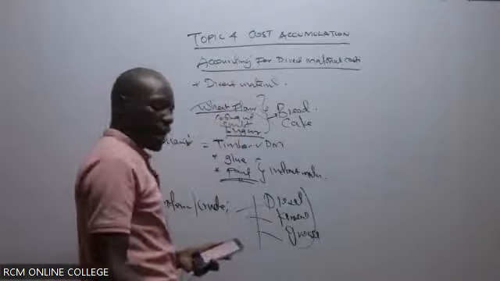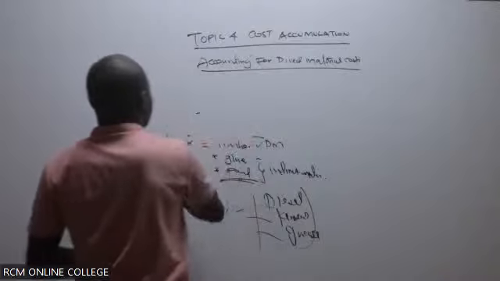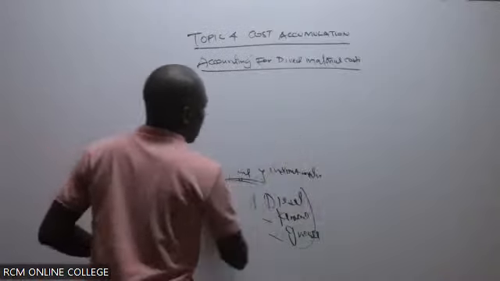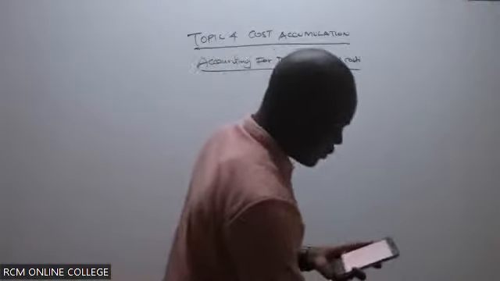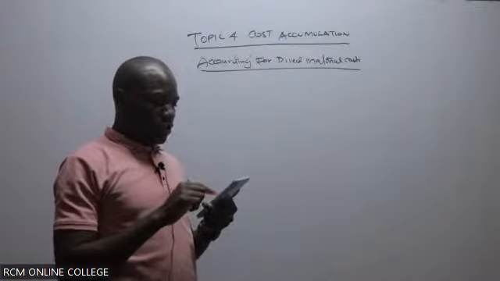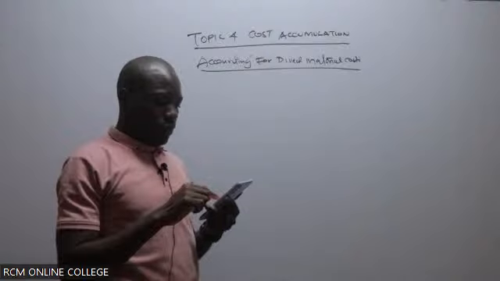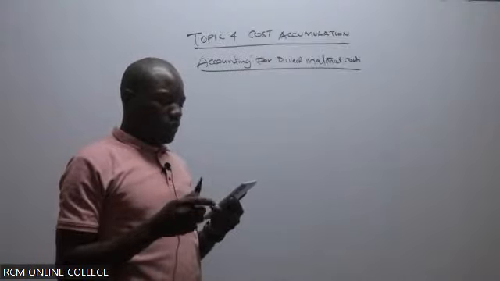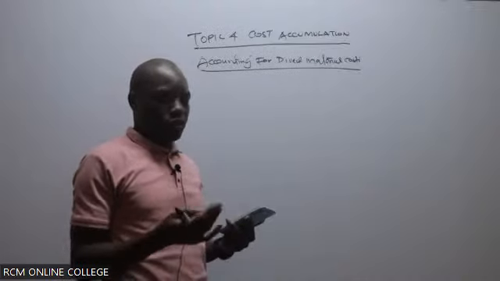So if you want to account for direct material, we now want to account for this direct material. Now look at what we have there. So that's basically the introduction part. So objectives of material control. Why do we need to do material control?